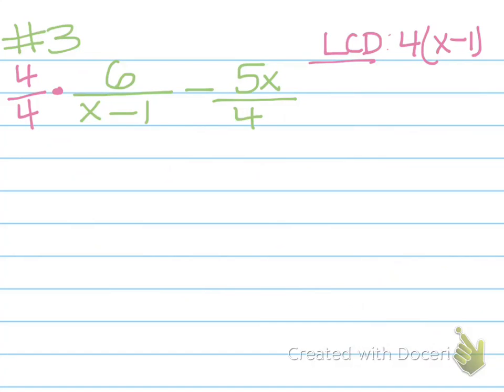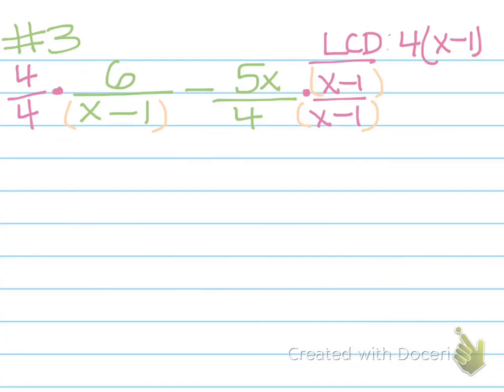Now, in the 5x over 4, we need to look at that denominator. All we have is the 4. So we need to multiply x minus 1 on the numerator and the denominator. Now be careful when you do this. Again, since we have a binomial over here, put parentheses so that we distribute this properly. Okay? Alright, let's go ahead and do that.